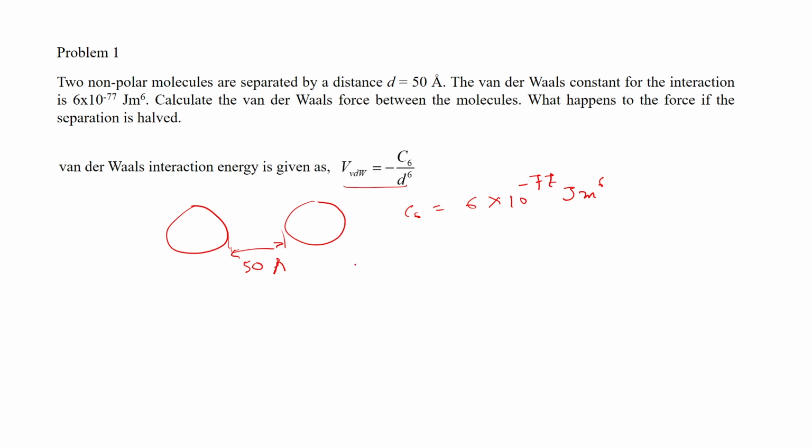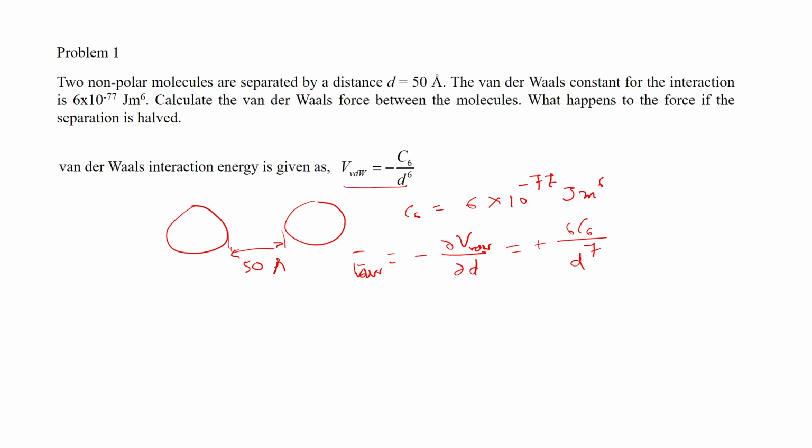So, the van der Waals force will be equal to minus del V_vdW by del d, and that is the force. So, it is minus plus here, and it will be d to the power minus 6 here, and this is C6, and d to the power 7 like this. So, that is how we calculate the van der Waals force. What happens to the force if the separation is halved?